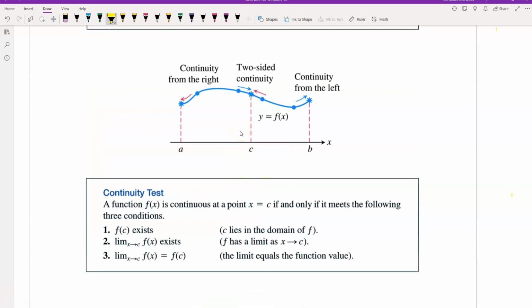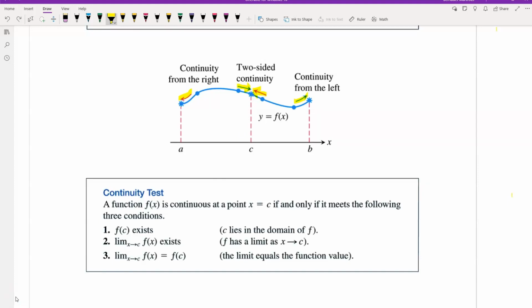Here we have this graph for this function f of x. What we have here on the left side is continuous from the right. Here is continuous from the left. And here is continuous from both sides, so it's from the left and from the right. That's why it is called two-sided continuity.